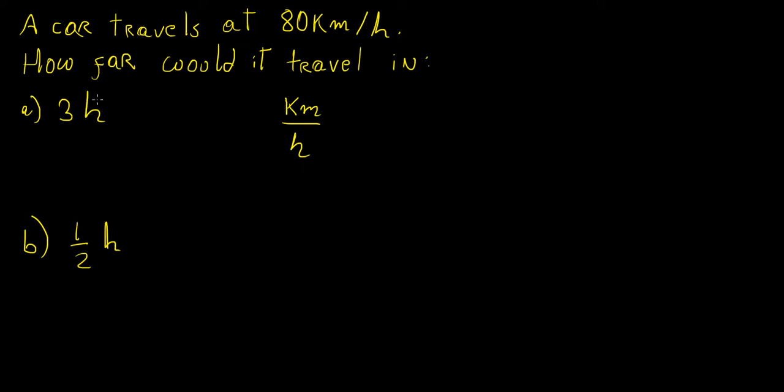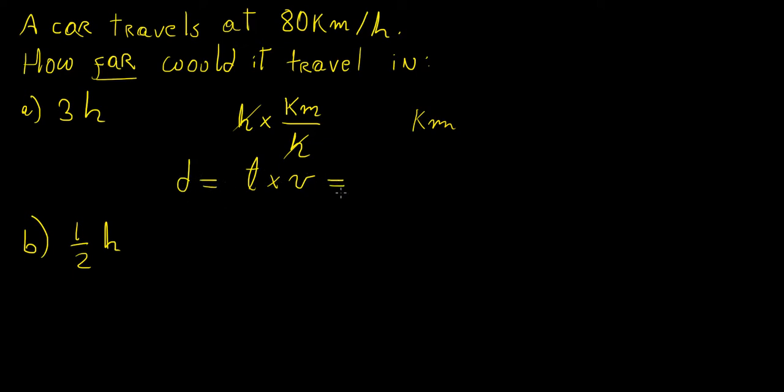And we want to find out how far it would travel. So how far means that we want the answer to be in kilometers. How can we make this fraction into just kilometers? Well, if we multiply it by hours, the hour units will cancel out and we will be left with kilometers. This is speed and this is time. So in order to find the total distance, we just need to multiply speed times time.